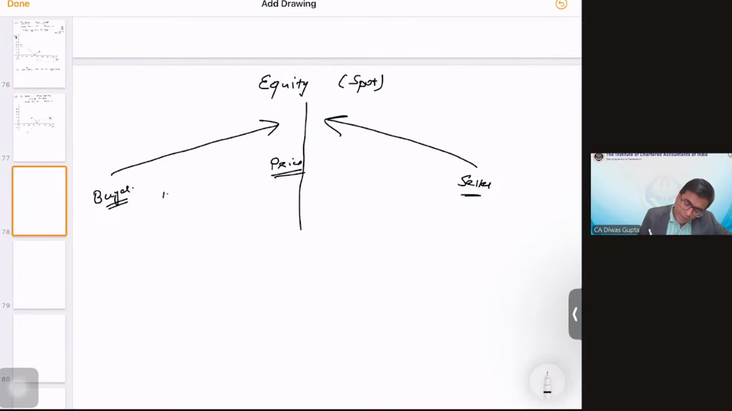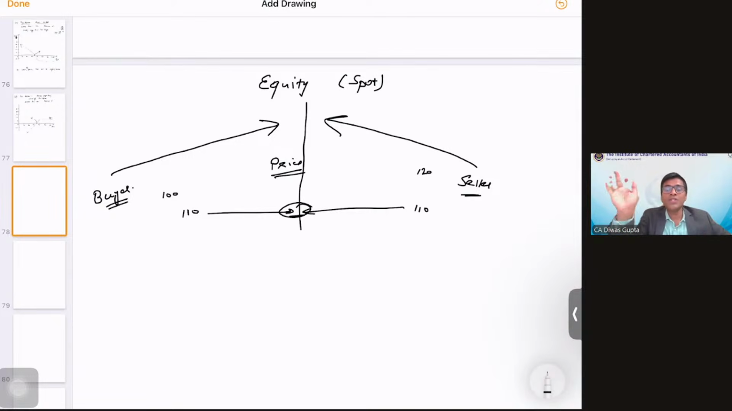Let's say the buyer is quoting 100, but the seller is quoting 120. There is another buyer who's quoting 110. There is another seller who's quoting 110. So at this price, the price matches and the deal will happen. And the pricing in the stock exchange becomes 110. So it is just pure play of market forces that derives the prices for equity. But the price is the element which is listed on the exchange, and at that price, plus or minus, the buyer and seller will place their bids and asks.